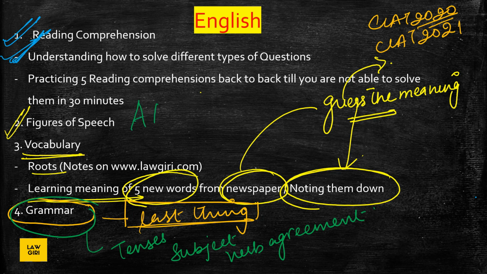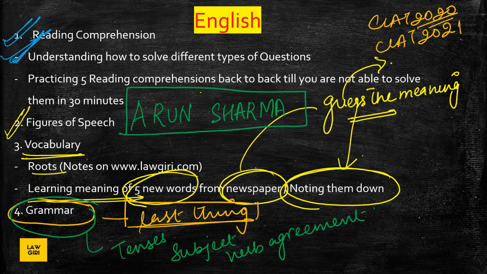So the book that you need to buy for English is Arun Sharma or any good RC book which has explanations, answers, and questions for practicing RCs. You need to buy that book. My suggestion is Arun Sharma, but you can buy any other book. I am also finding new books for you. I will keep on linking, or I'll come up with a video every time I find a good book, so that I can suggest that, okay, this is also a good book. Fine.